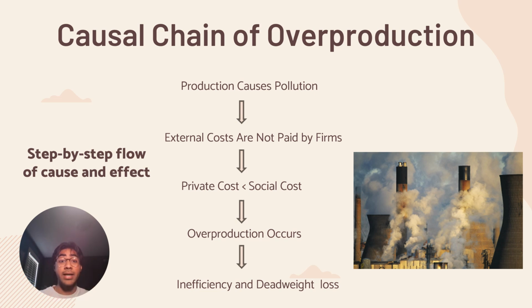This will then lead to overproduction occurring. So because these firms don't pay their external damages, the price itself is way too low and the quantity is way too high. This will then lead to inefficiency and deadweight loss. So the extra unit produced beyond societal optimal causes net harm to society. So things like health problems and diseases.